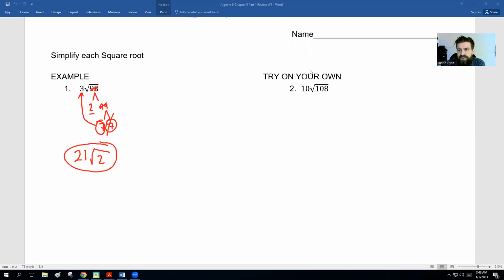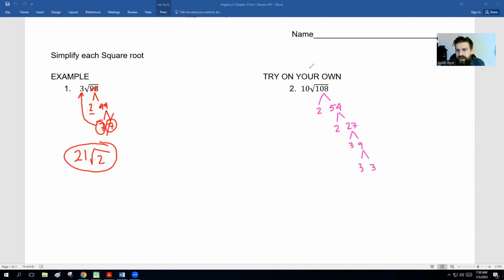So if you guys want to pause the video, try this next one on your own. Let's see if you got it right. You have to break down 108. So that's 2 and 54. I'm going to say 54 is 2 and 27. There's a lot of different ways you can go through this. That's 3 and 9, and that's 3 and 3.